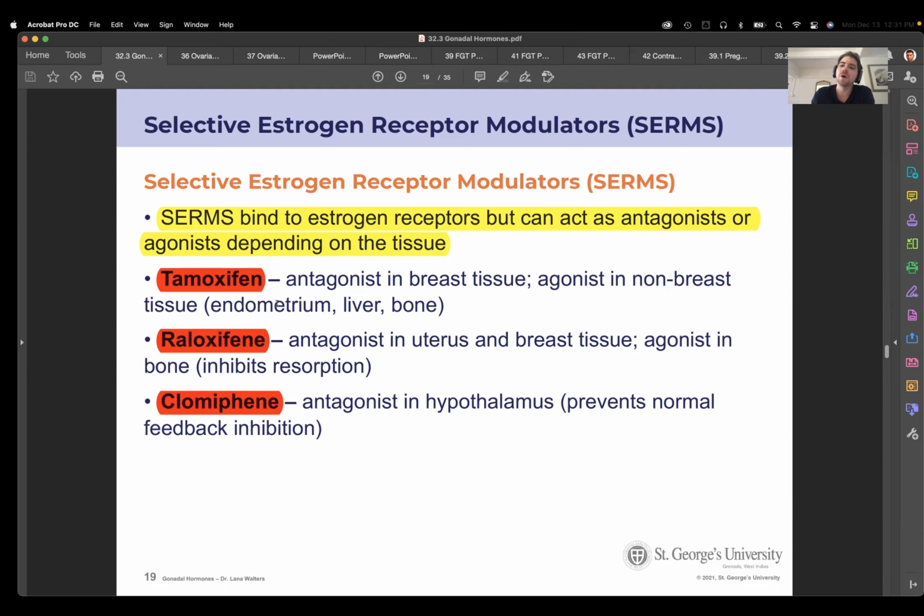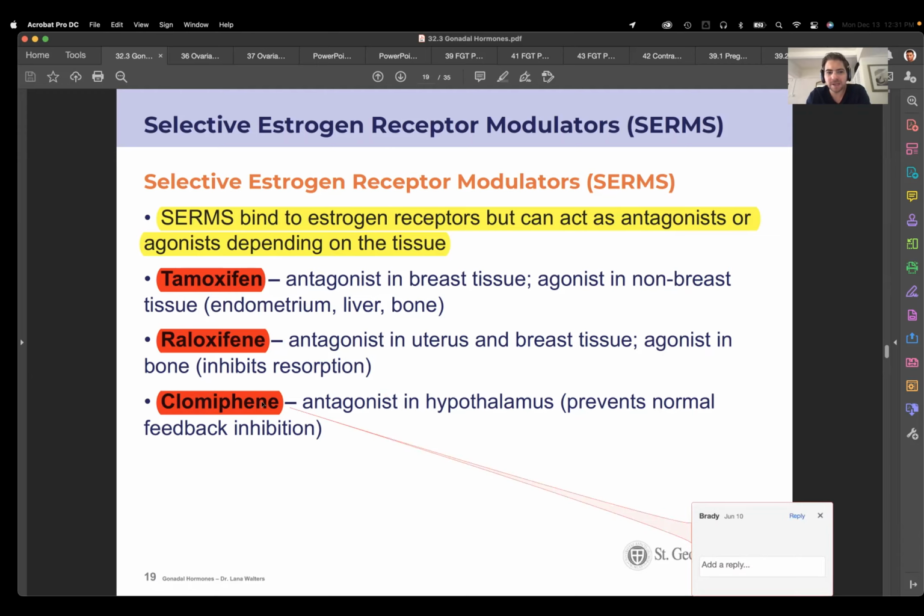So that's a problem. So what could you give instead? Well, you can give raloxifene because it's actually an antagonist on the uterus and the breast tissue. Okay, it actually works out really well because even though it's an antagonist on the breast and the uterus, it's an agonist on the bone, which will prevent osteoporosis. So you can block this estrogen response in the uterus and the breast, but you can still get this effect where it will block those osteoclasts and you won't end up getting osteoporosis.